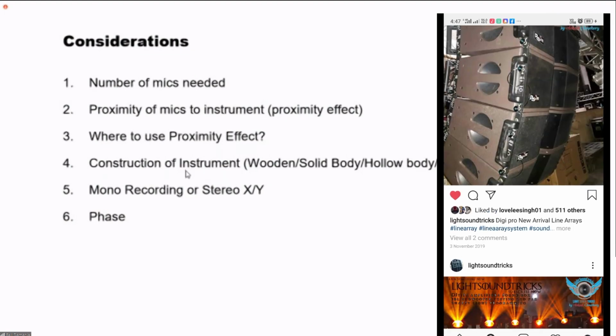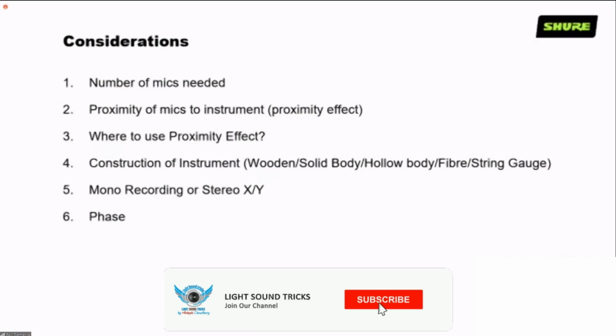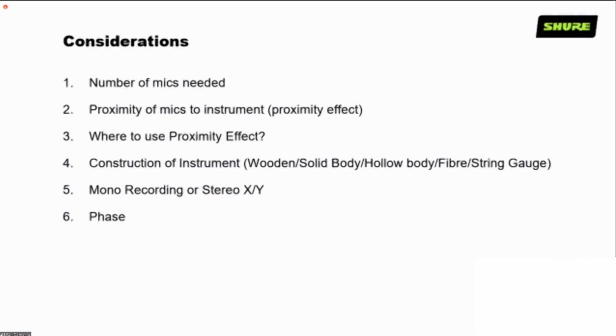Construction of the instrument is also very important. So is it a wooden body for an acoustic guitar? Is it solid body? Is it hollow body? Is it made of wood? Is it made of fiber? Because you do get violins that are actually not even made of wood. They're made of fiber composite. How does that change the sound? Very interesting to know these various facts about these instruments.